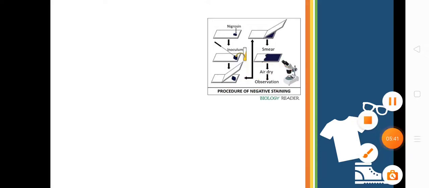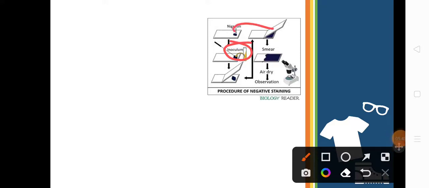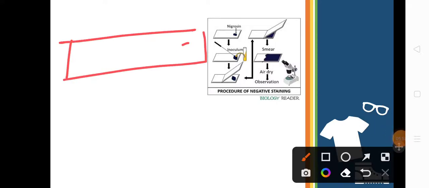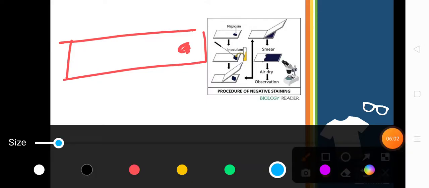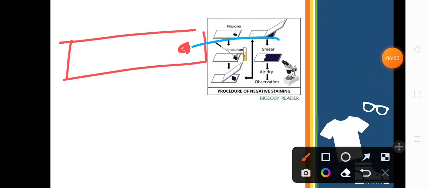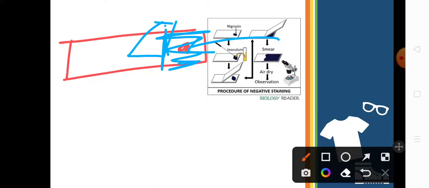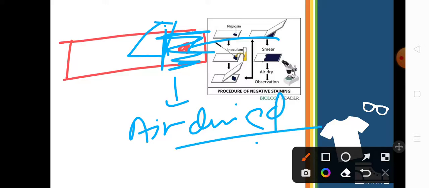You may also add the inoculum first, then add the nigrosin, and then use another slide at a 45-degree angle to make the smear. Both are possible. That means they are taking the culture at one end of the slide, then adding the nigrosin or Indian ink, as you can say. After that, they use another slide at a 45-degree angle to make the smear, and after that they air dry it and then observe. So that is the idea of negative staining.